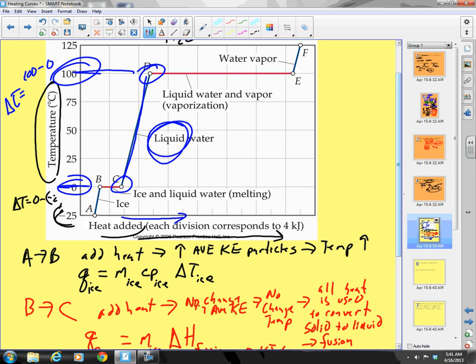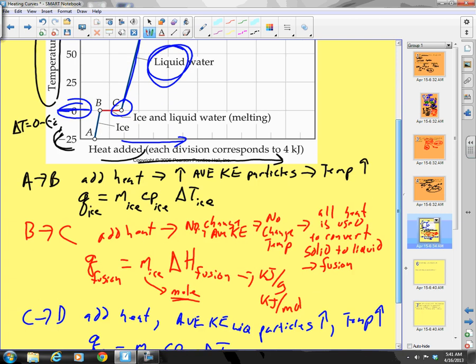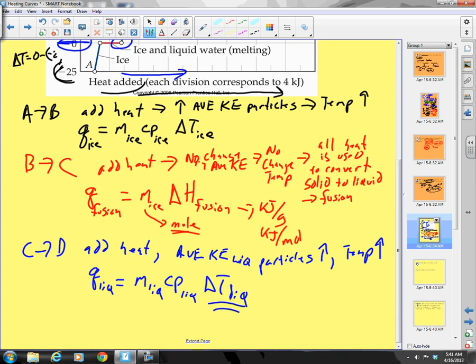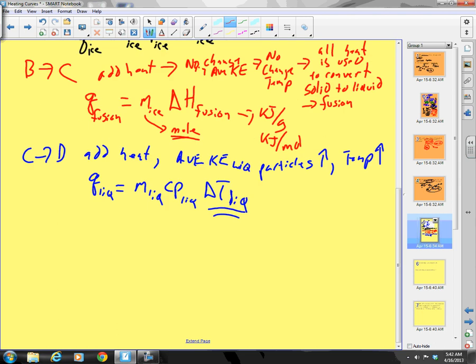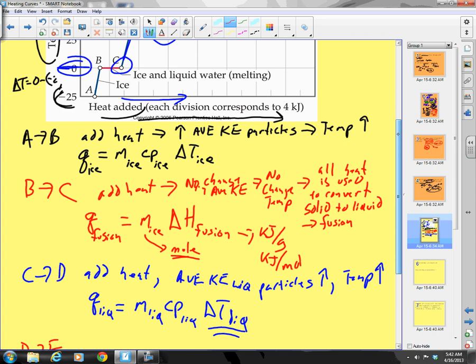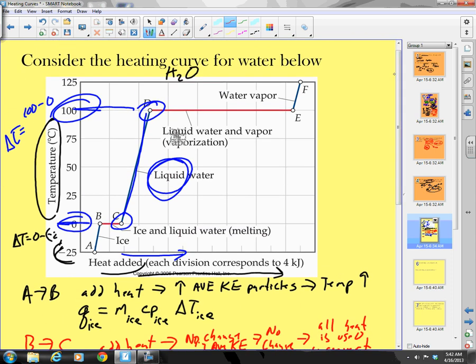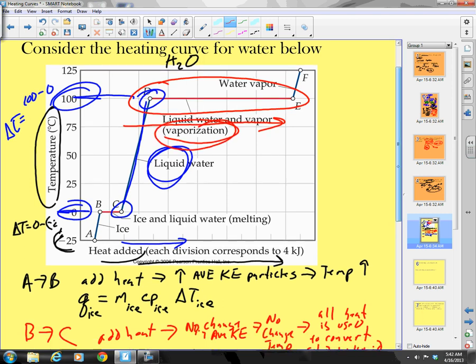It's moving faster. I'm not changing any of that liquid to steam until I get where? When do I start changing that liquid water to gaseous water? When I go from D to E. Let's look at D to E for a second. D to E, what's happening? Look, I'm adding a whole bunch of heat. And what happens to the temperature? It doesn't move. Why? What's happening here? Vaporization is happening. All the heat is required for what?